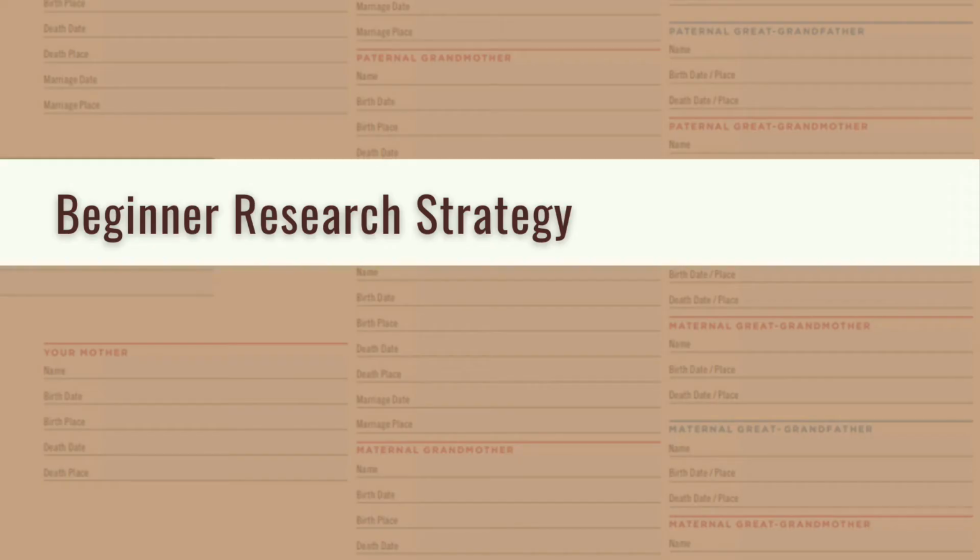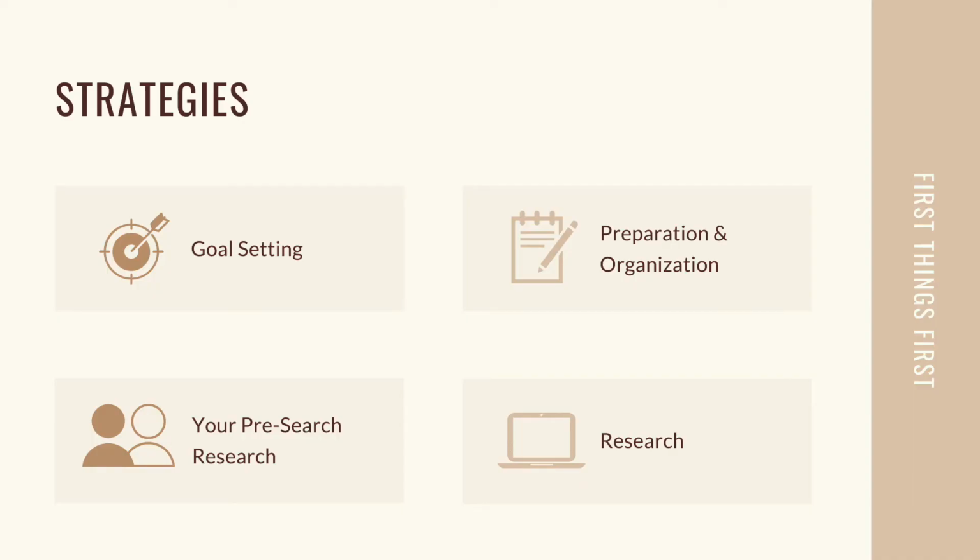So now that we have the terminology and understand types of records that can be useful in genealogy, let's discuss a beginner research strategy that will help you get off to a good start. We're going to talk about goal setting, preparation and organization, doing your pre-search research, and advice for your actual research.